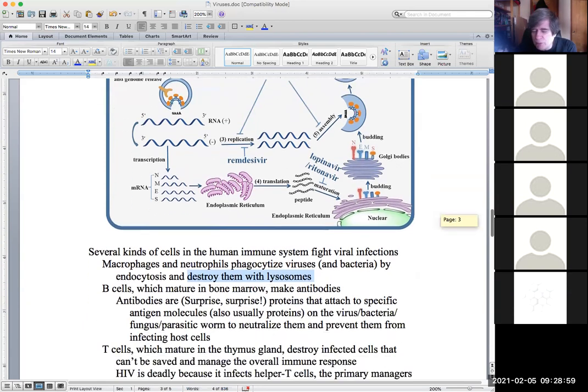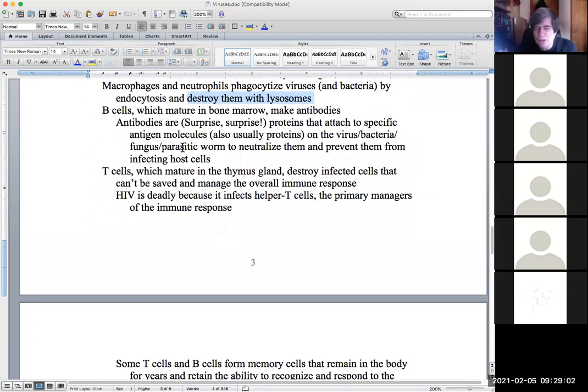The two cells that do most of the work in an infection, though, are some cells called B cells. And B cells are made and mature in your bone marrow, so the inside of your bones. Eventually, when they're fully mature, they make some things called antibodies. And what are antibodies? What else? They're proteins. These are the proteins that attach to antigens. And antigens are almost always proteins too.